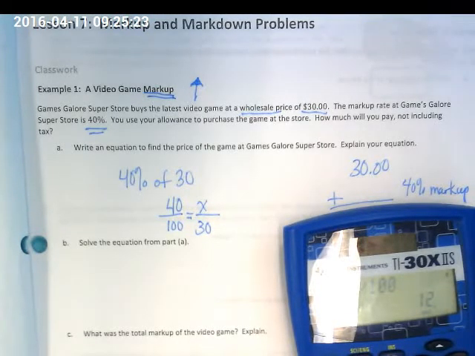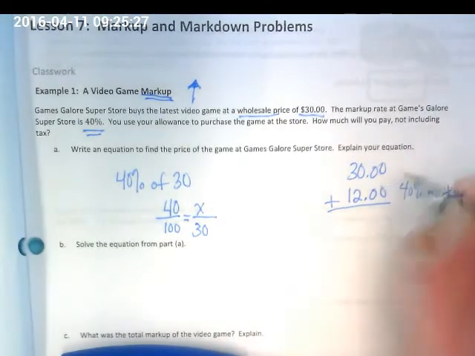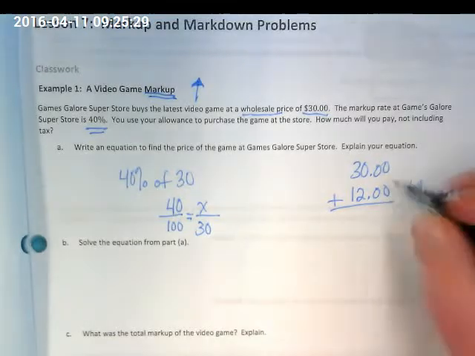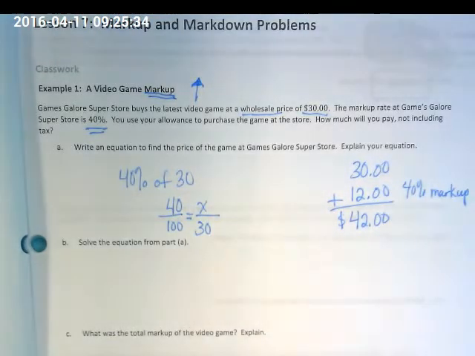What's the markup? 12. How much total are we going to be paying? 42 what? Yes.